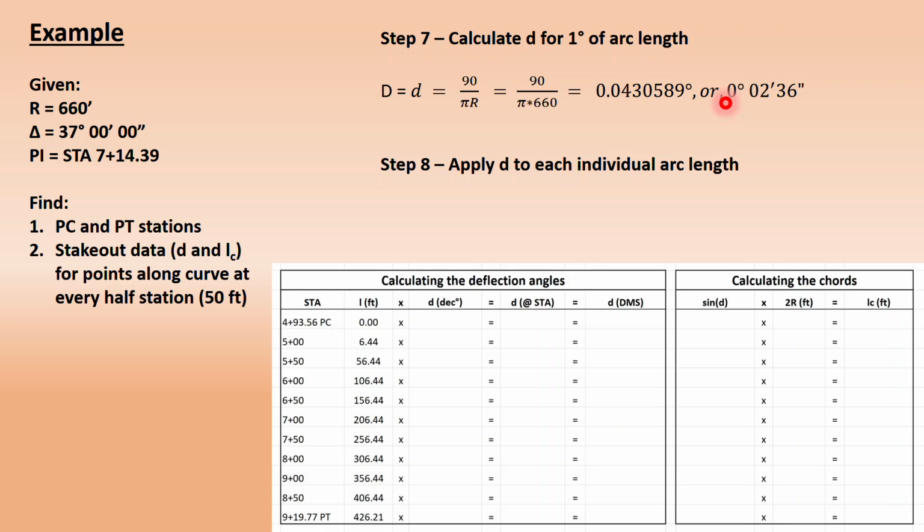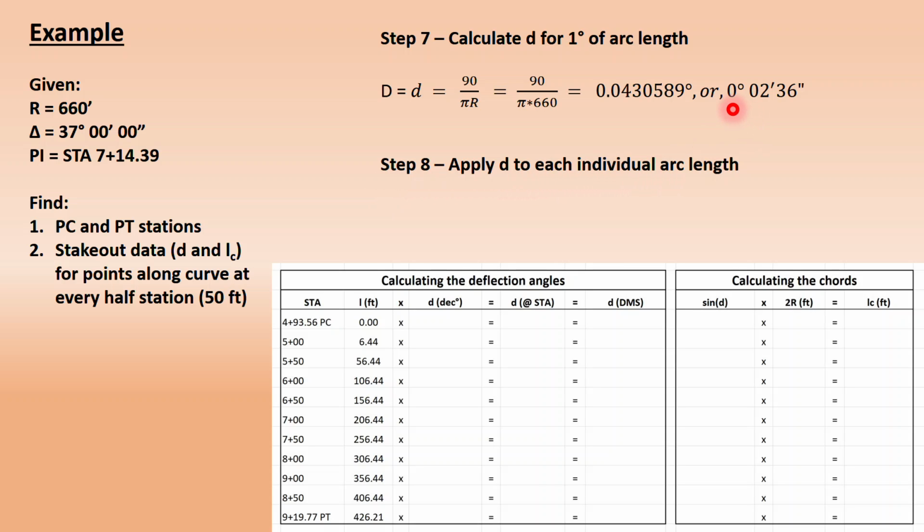And what that means is, for an arc of 660 foot radius, if you wanted to establish a point along your arc 1 arc foot away, you would have to turn the deflection angle 2 minutes 36 seconds. Well, that's not real practical because we don't have any points exactly 1 foot away. But what we do then is simply step 8. Apply this deflection angle to each individual arc length.